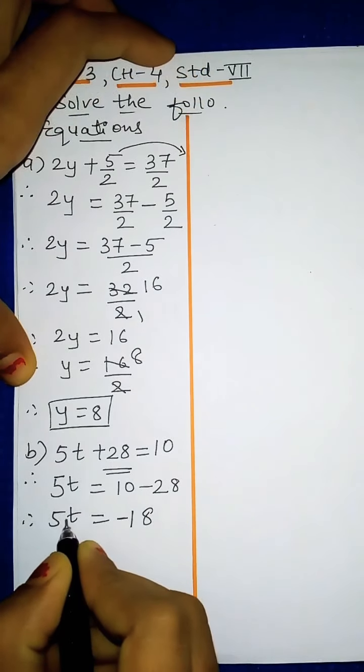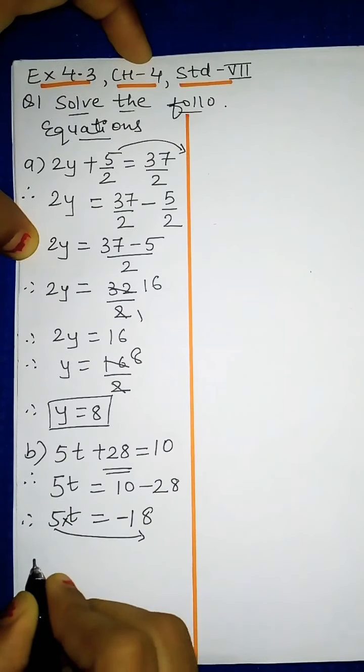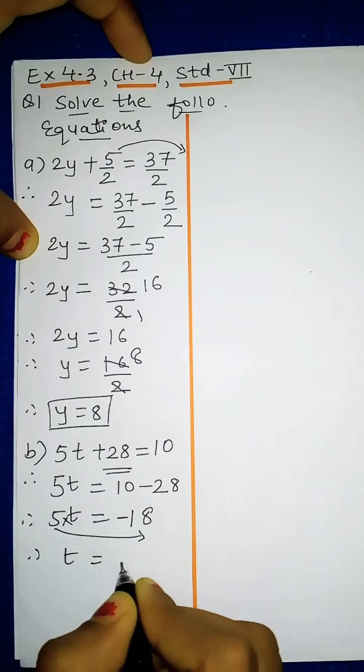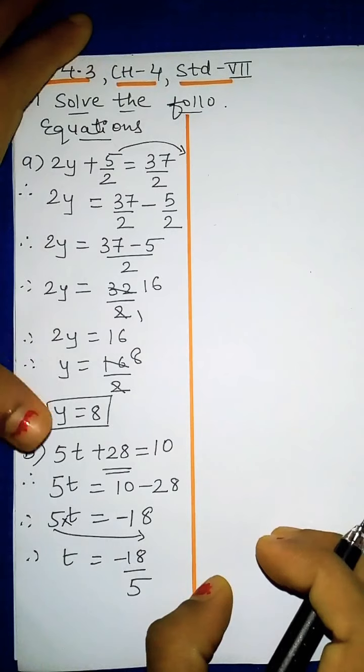Now this 5 we have to remove. Again this 5 is in multiplication, so it will go to the other side in division. So on this side only t is left, and here minus 18 upon 5. Now cancellation is not possible.